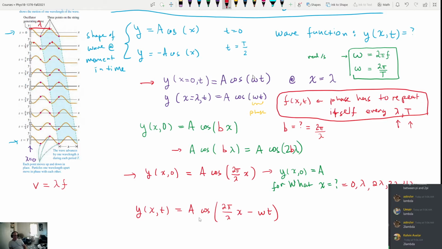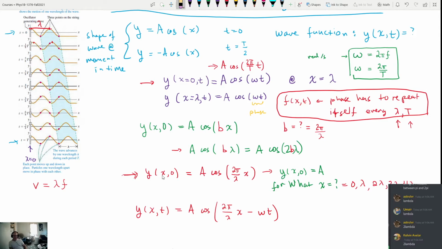We know that by using the time dependence, if we multiply by omega, this thing will repeat itself every T, okay? Because omega is equal to 2 pi over T, right? This equation is the same thing as writing a cosine of 2 pi over T multiplied by t. So hopefully you can see the connection between that equation and this one down here, right? So 2 pi over T times t, 2 pi over lambda times x. So how do we actually get them together?